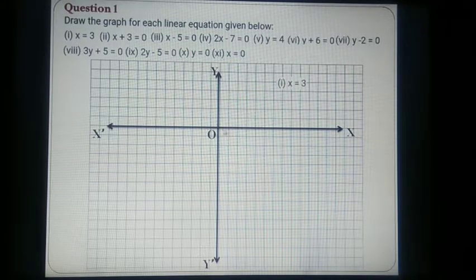From here let's count 1, 2, 3, 4, 5, 6. So till here is my 3. I hope you are able to see through the arrow. So this gives me 3. Now x equals 3 is a line parallel to the y-axis, at a distance of 3 units. So this gives me the graph of the line x equals 3. Pause the video to note down.